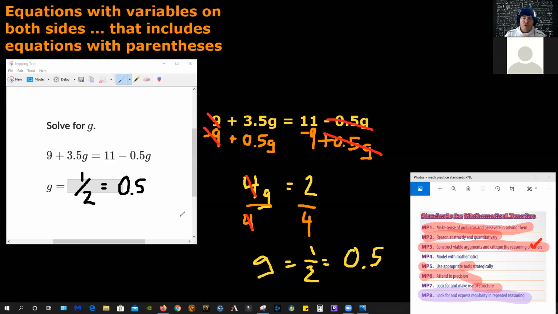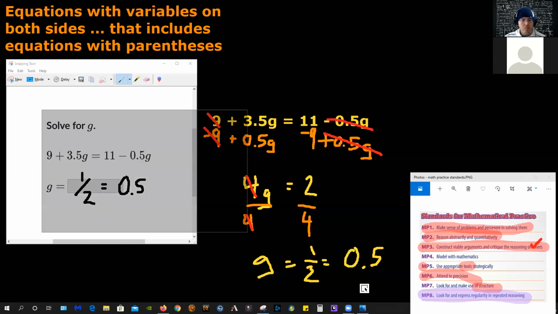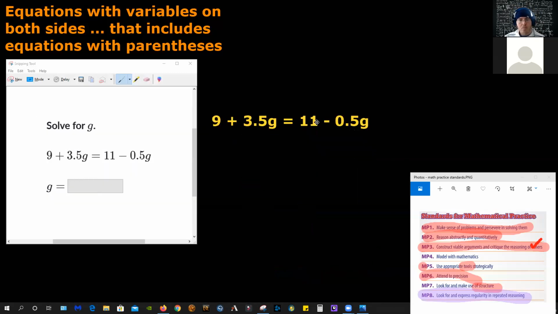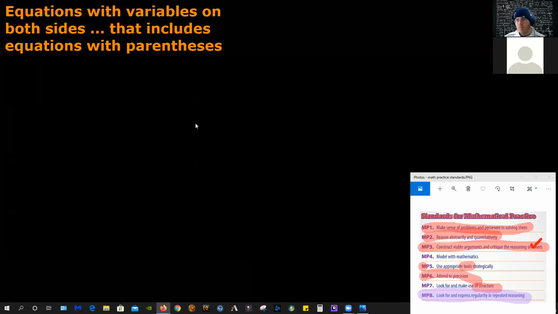Okay, so chat, do you want to do more variables on both sides, variables with parentheses, or do we want to move on to how many solutions there are in a system? That's the ones where it's like there's one answer or no answers or infinite answers. Variable on both sides? Okay.